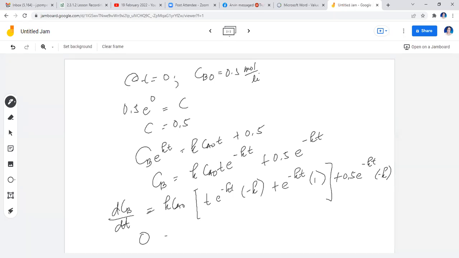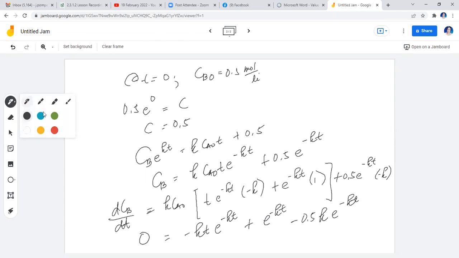In here, you will be left with negative kt e raised to negative kt plus e raised to negative kt. This one is minus still, minus 0.5 k e raised to negative kt. All of these expressions have e raised to negative kt. So we can have it cancelled. So we take this out.